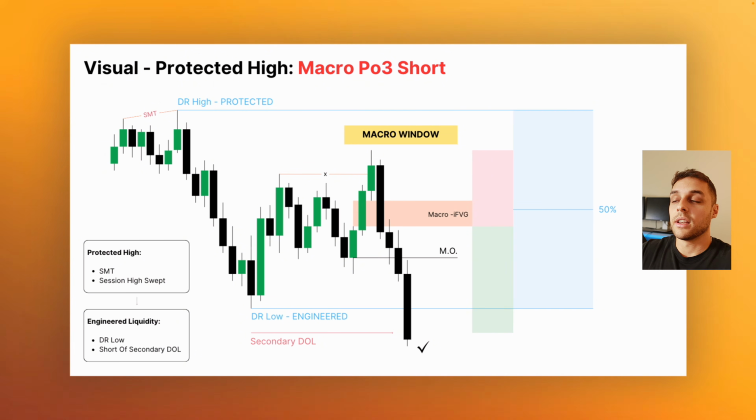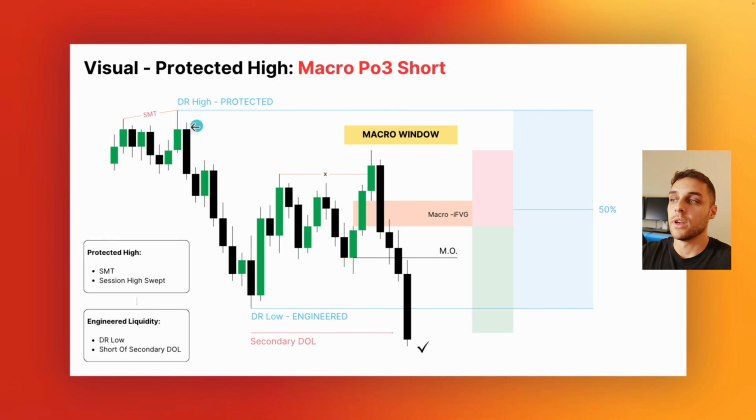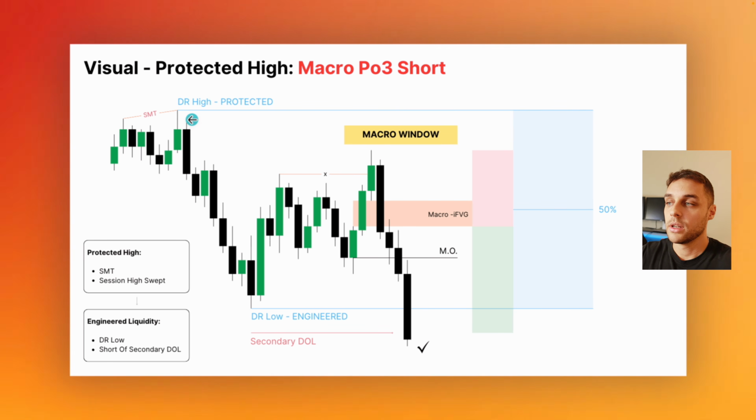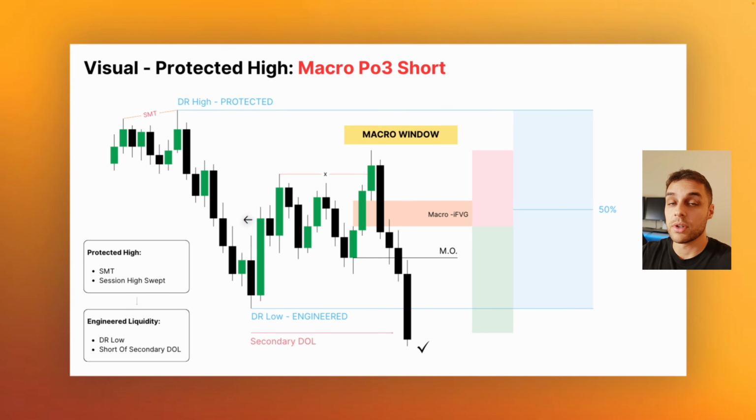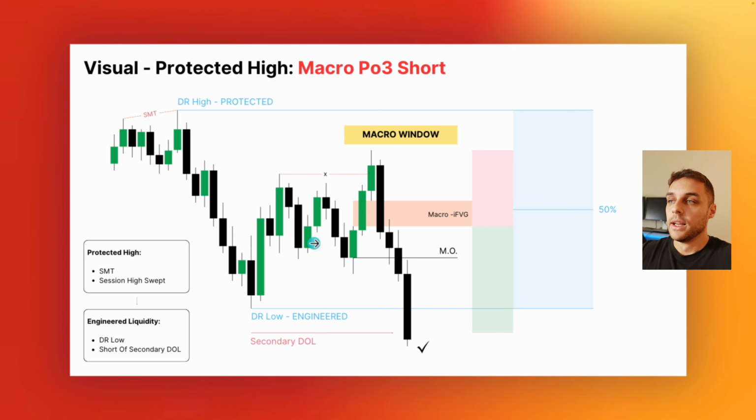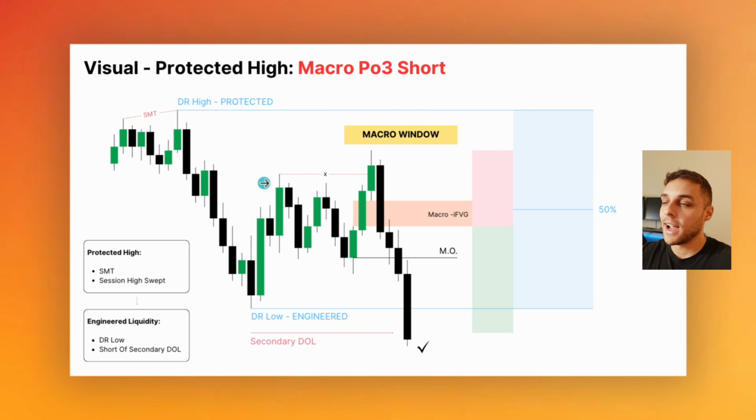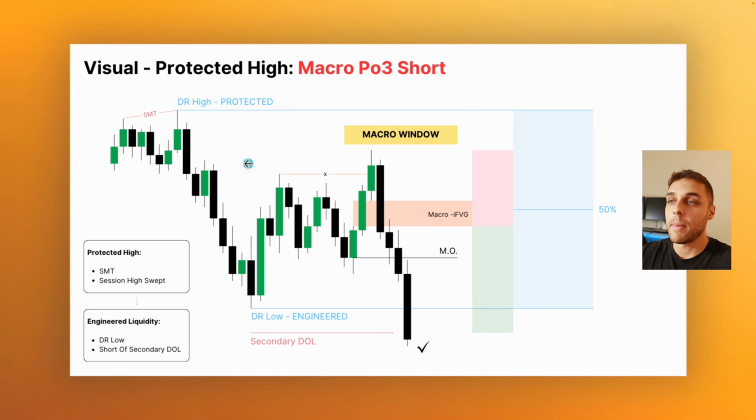Because to keep it as simple as possible, you're looking at the dealing range high and saying, okay, there's very little reason we should go up there. And then you're looking at the dealing range low and saying, okay, there's a very strong reason that we should go down there, right? Simply put. Okay, so this is how we can identify a protected high and ultimately enter on a macro power of 3 short setup, using basic stuff, right?